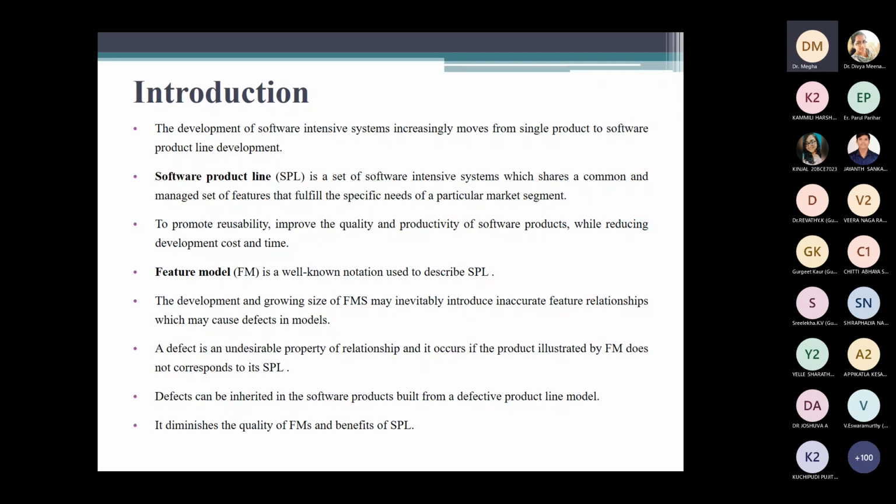Similarly, if we take an example of a car, a car has a color feature which can be of multiple colors like black, white, red, and blue. So black, white, red and blue become the features of the car model. When we have these feature models, and when they start growing or the development starts with them, it may inevitably introduce inaccurate feature relationships. Different kinds of inaccurate feature relationships get introduced in it.